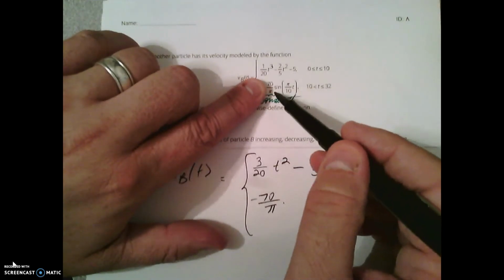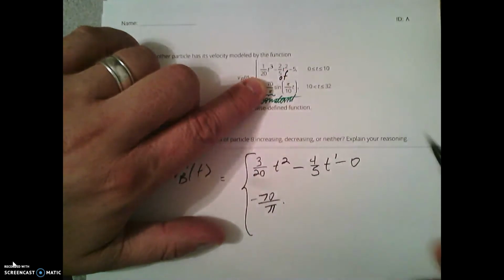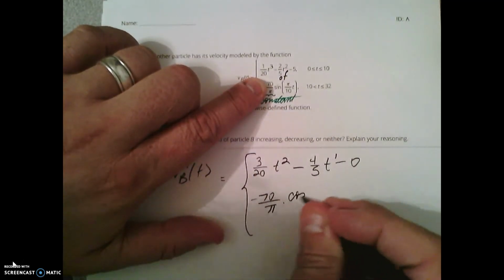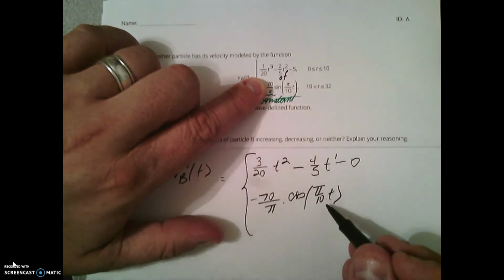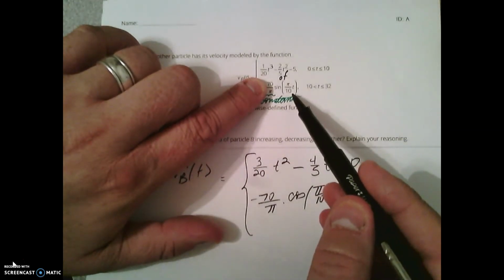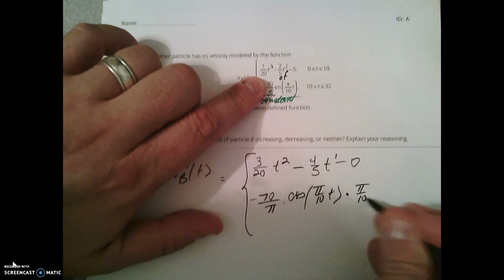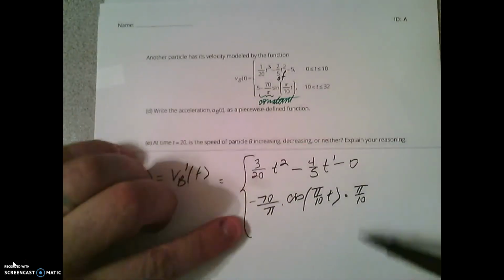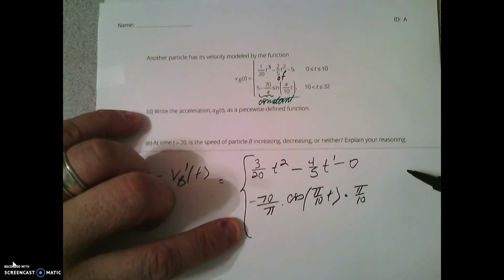The derivative of sine of pi over 10t, I said that word "of" for a reason. Sine of, this means chain rule. So you're going to get the cosine of pi over 10 times t. The angle stays the same, times the derivative of the angle. The derivative of pi over 10 times t is pi over 10. Those are the derivatives. Now we need to consider the time intervals.